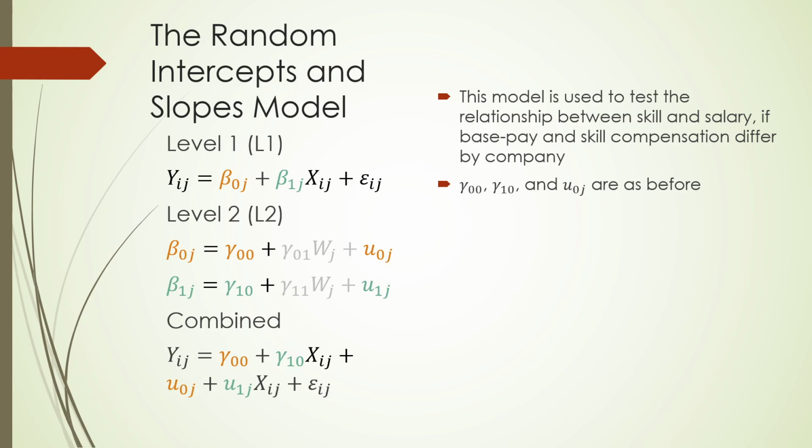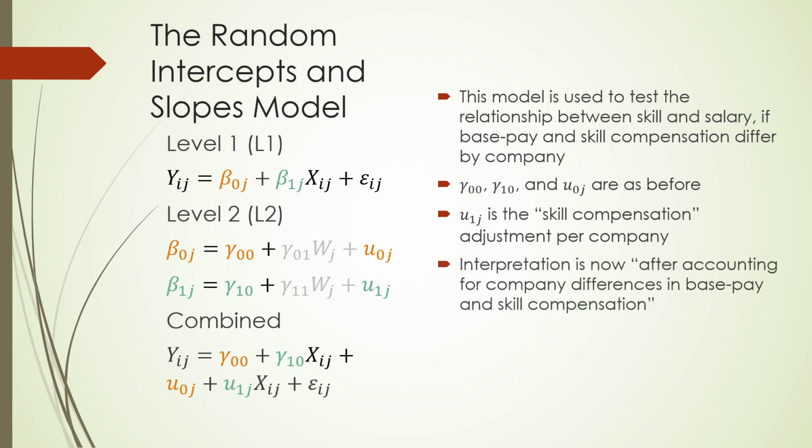The only additional component is that instead of just after accounting for the company differences in base pay, now these will be interpreted after accounting for company differences in base pay and skill compensation. The U sub 1j, again, is the skill compensation adjustment per company. So it's where I let those companies differ based on the skill compensation within each company. And again, the interpretation is just adding on this additional component after accounting for company differences, not just in base pay, but also in skill compensation.